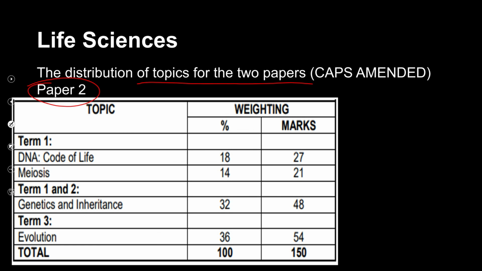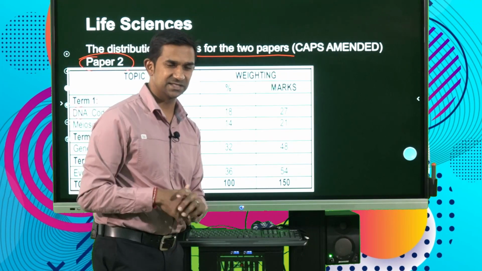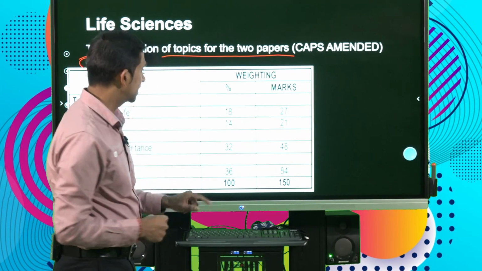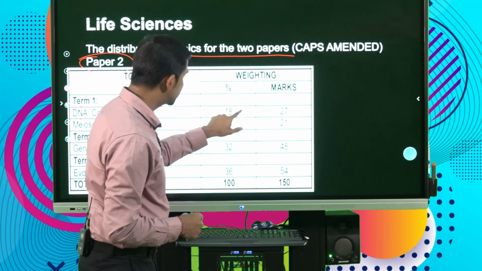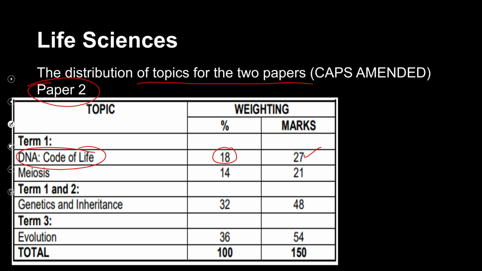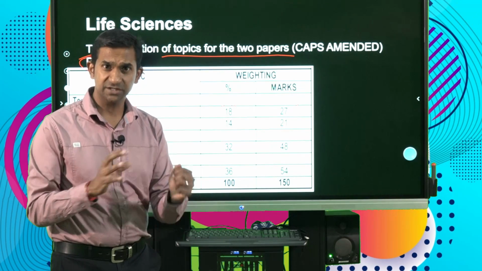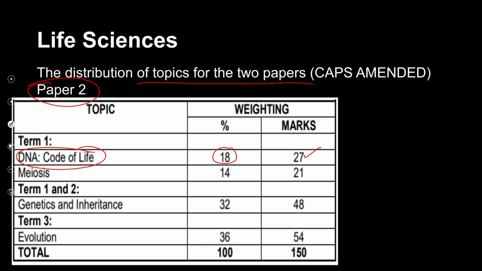And paper 2 consists of DNA, which is the code of life, which includes the processes, the structure of DNA, mRNA, and the concepts around protein synthesis, as well as DNA replication. And that makes up 18% of this paper. A good 27 marks that can easily be accessed, guys. Knowing the structure of DNA, RNA, comparing them with each other, the structural differences, will give you around 27 marks to be able to access.